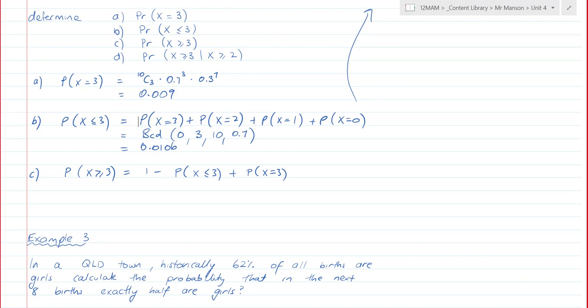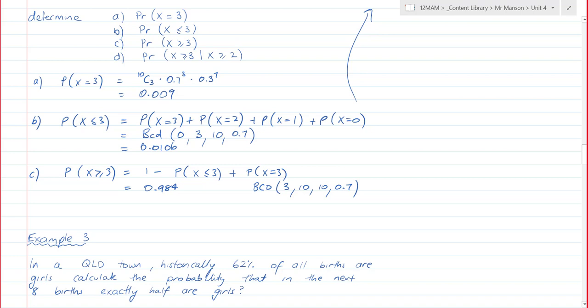Find the probability that x is greater than or equal to 3, given that x is already greater than or equal to 2. So I write this down as x is greater than or equal to 3, given that x is greater than or equal to 2. Now, again, you can just use the formula, but I'm just going to zoom in here and talk to you about what this means, and then I'll use the formula.